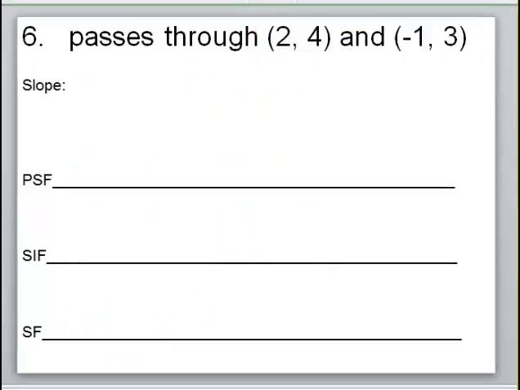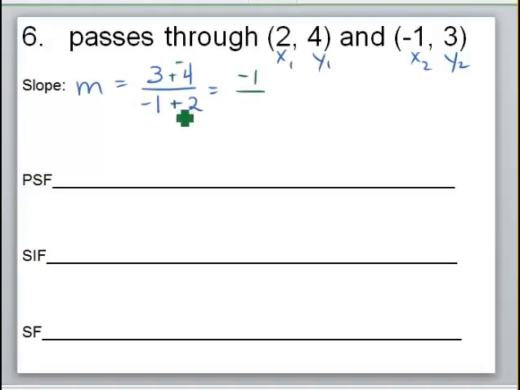My final example, feel free to pause it right now and try it again on your own. See if you can get this on your own. This is what you'll be doing for some practice on your own later. The slope is found by doing y minus y over x minus x. So we're going to take our y minus y, our 3 minus 4, all over our x minus x, negative 1 minus 2. This gives me a negative 1 on top and a negative 3 on the bottom, which is a 1/3.